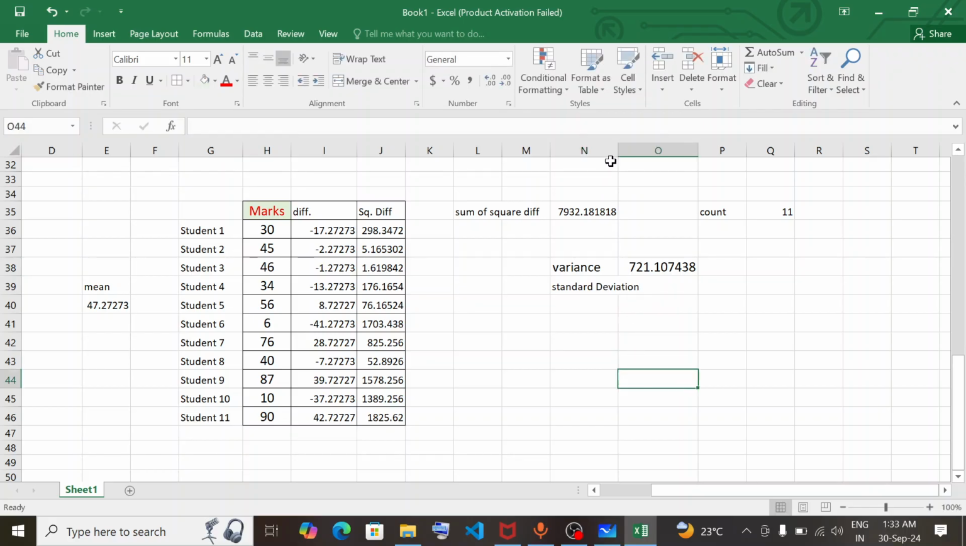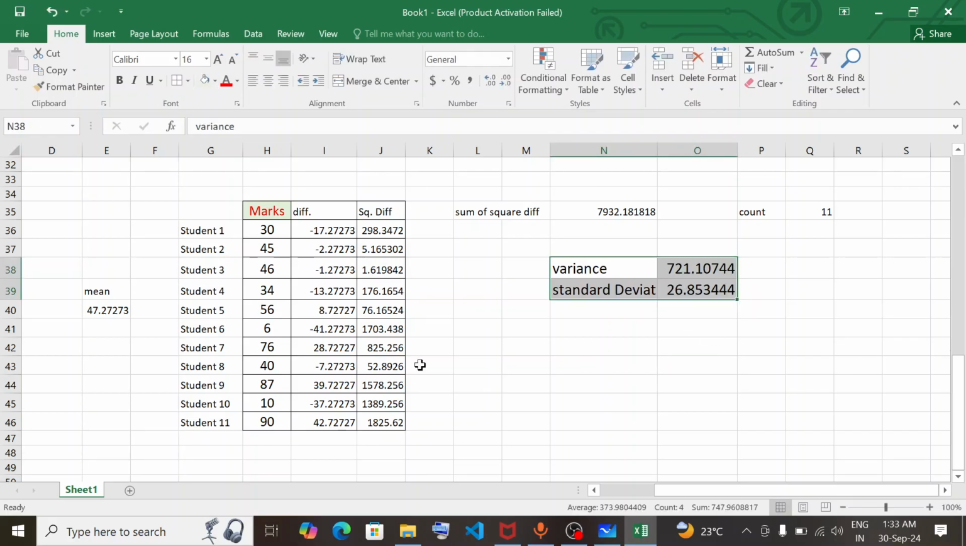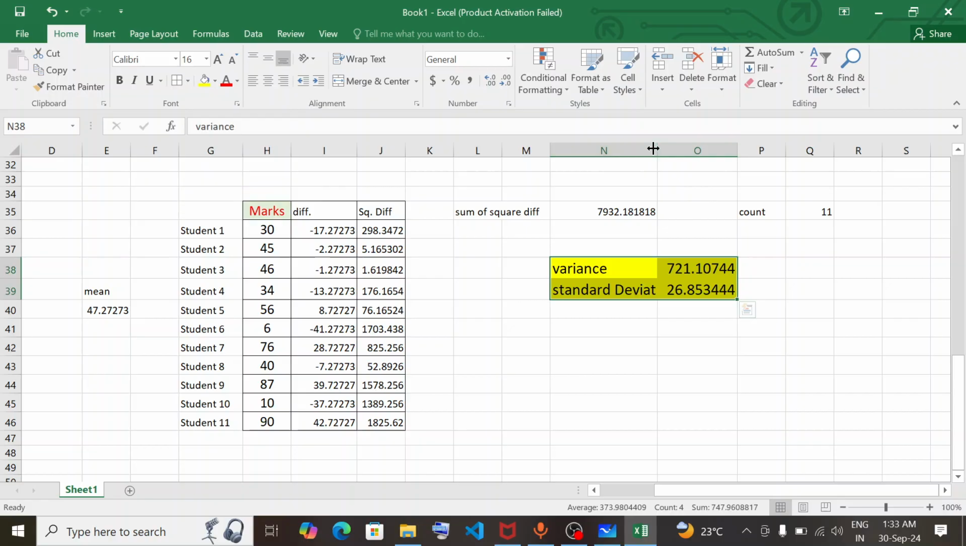So standard deviation is nothing but the square root of variance, and here if you take the square root, we have the formula for square root. Double tap, click this cell and press enter. So your standard deviation for this data is 26.85. So from that we can understand the average deviation of your marks from the mean is about 26. Okay, so let me highlight this data for a while.